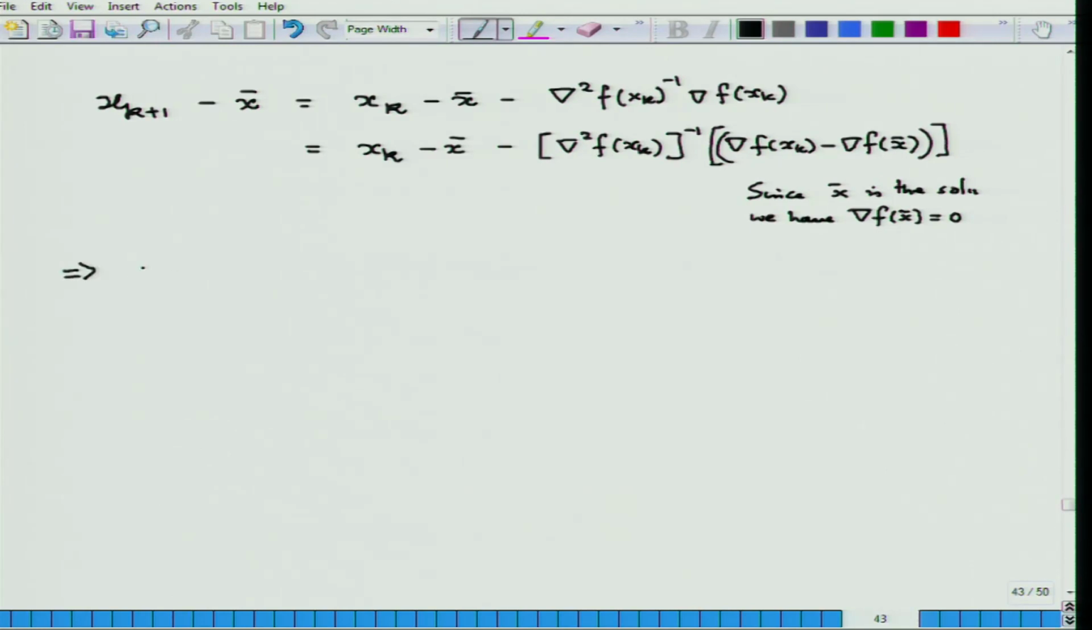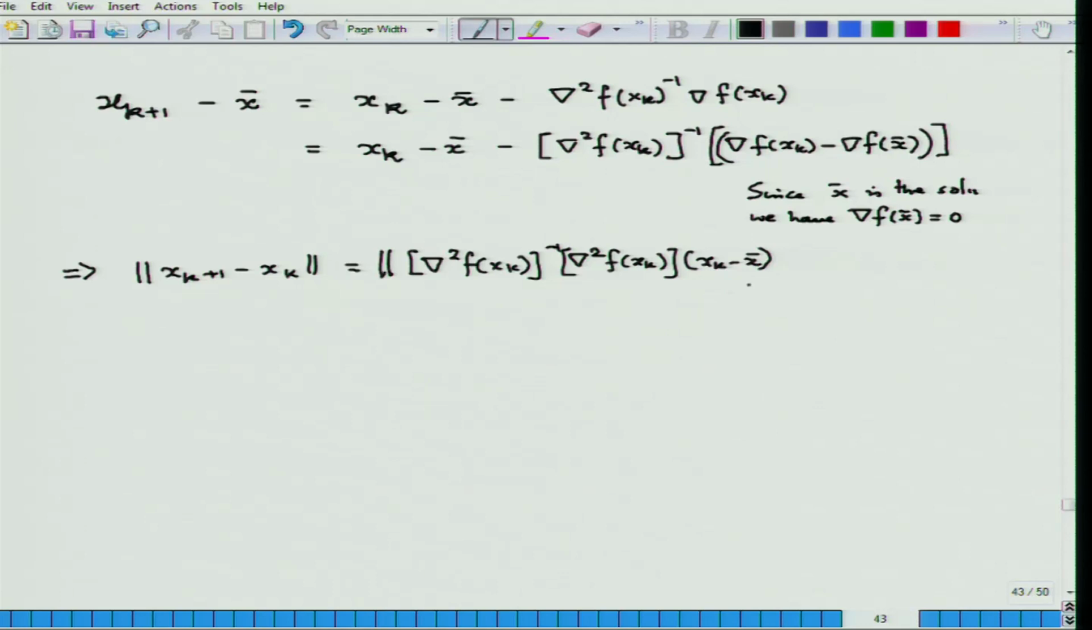So this would imply norm of x k plus 1 minus x bar. Okay. So, I can write this thing as norm of grad square f x k inverse into grad square f x k, this whole thing into x k minus x bar minus grad square f x k inverse into grad f x k minus grad f x bar. We are taking the norm of this whole.